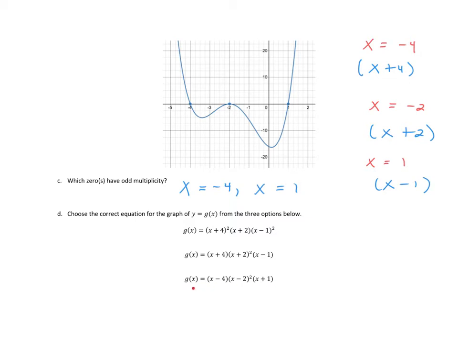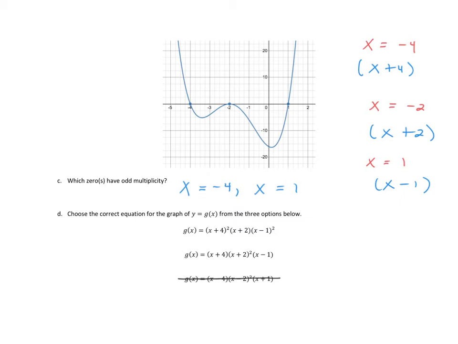These must appear in the correct equation. So, we can eliminate this one. I know the answer is not this. Notice that that has an x minus 4, an x minus 2, an x plus 1. That's no good. So it's down to this one or this one. Notice that the factors are all correct, but the exponents are different.